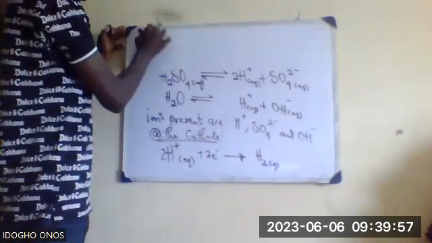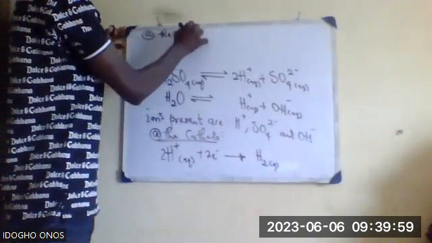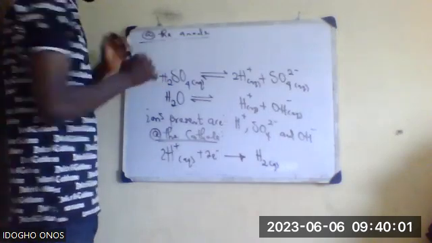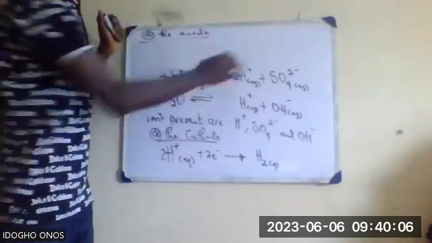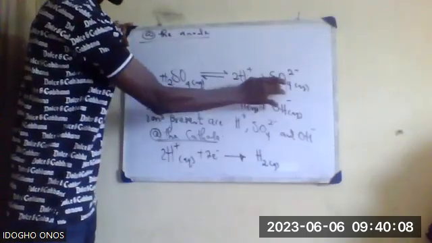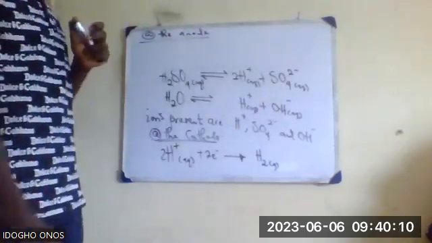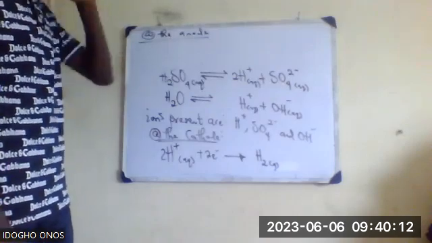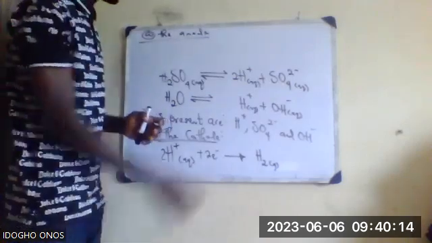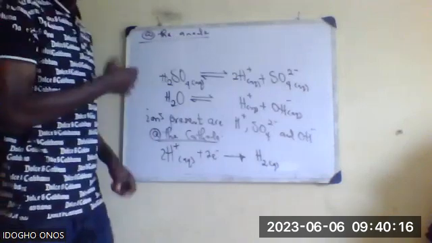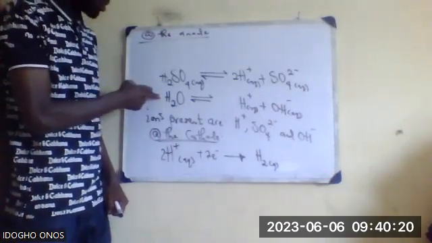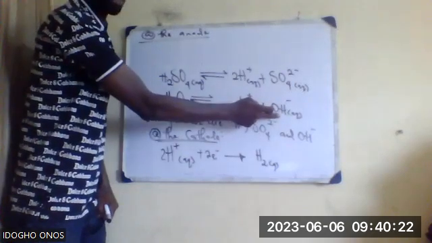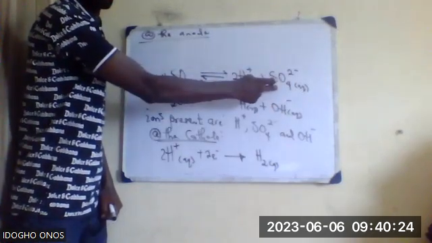So now we have the anode. Now this is where we need to pay a little attention. At the anode, I have hydroxyl ion and SO4, that is tetraoxosulfate 6 ion. Based on the fact that it is a dilute solution, water is more. And if water is more, that means the concentration of OH is higher than SO4.